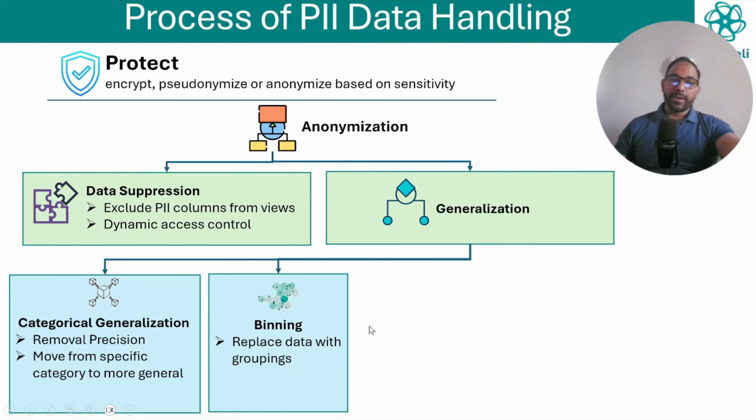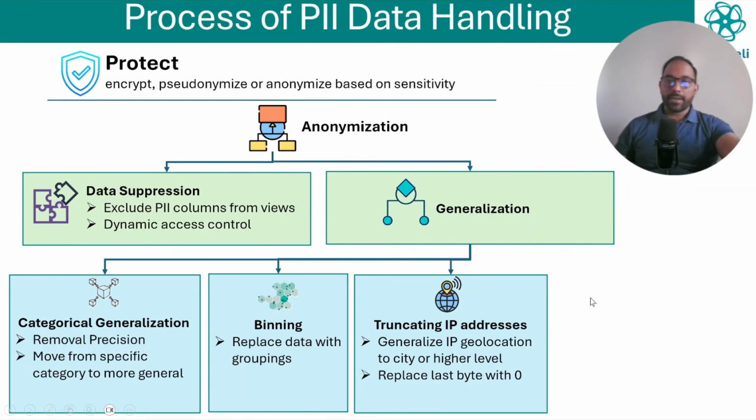Next one is binning. Binning means replacing the original data with some group values, which we will see. For example, if we have a date of birth column, instead of date of birth we can have age groups, like the age between, let's say, 20 to 30. Groups like that we can create in binning. Next one is truncating IP addresses.